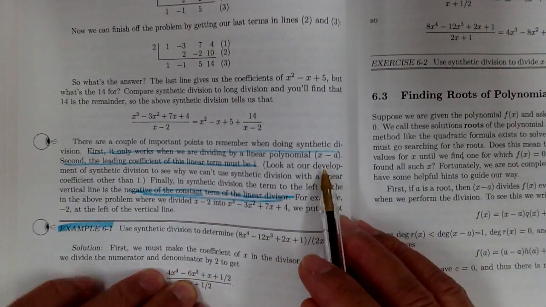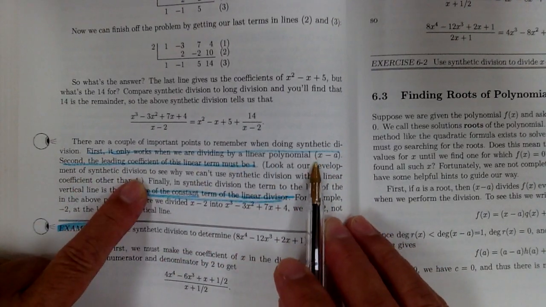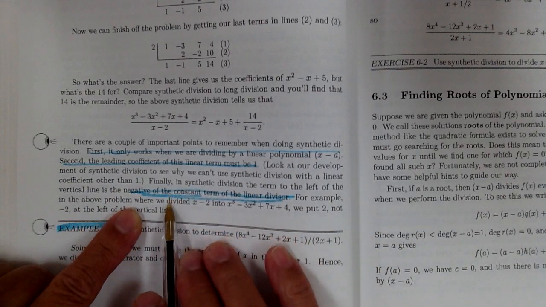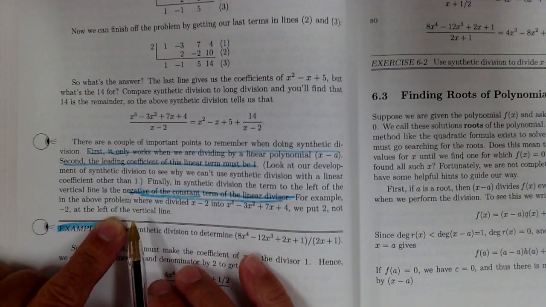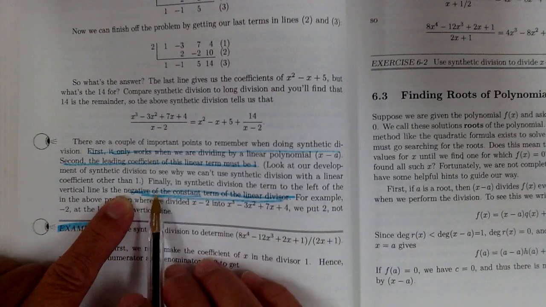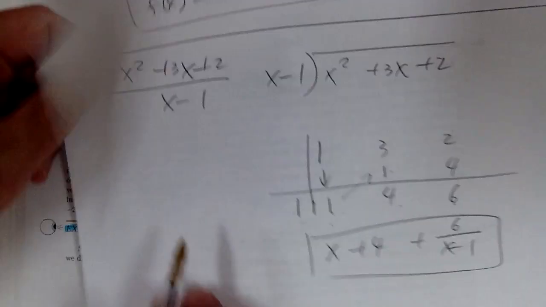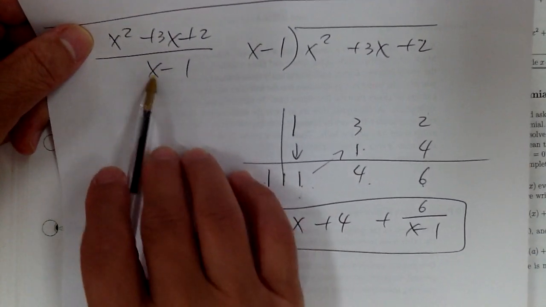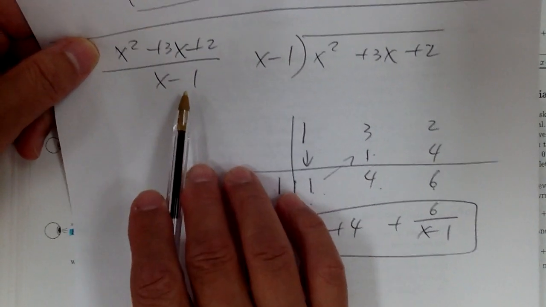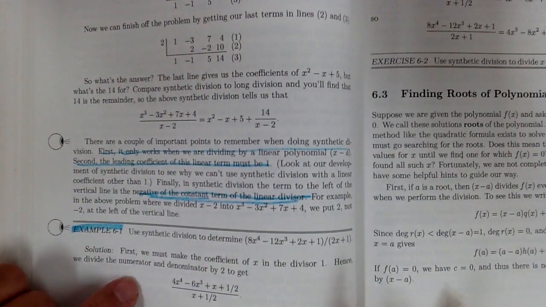Again, you can only divide by a linear, and this must be 1. Also, when you divide, you have to use the negative of the constant term. So like I put over here, it has to be the opposite, the negative of that constant term. So if it's a minus 1, you have to use 1.